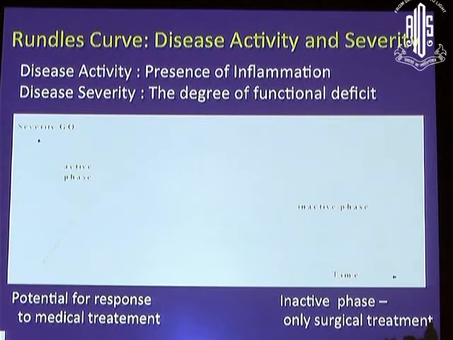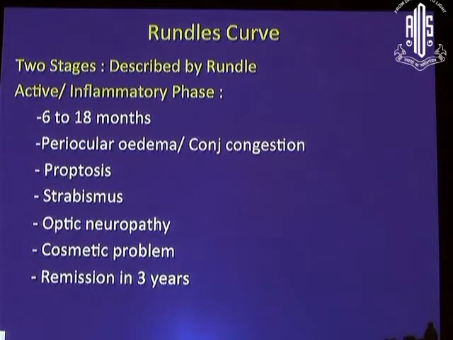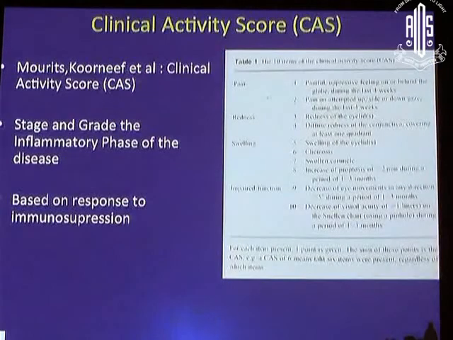The active phase is where the inflammation is at its most, and it can respond to treatment. Whereas in the inactive phase, you're dealing with a stage where the inflammation is no longer there, and usually intervention and treatment does not have much effect. So what is disease severity then? Severity is the amount of deficit that is left in terms of squint, deviation, eyelid retraction. These are the functional deficits that form the severity. This is the active and the inactive phase.